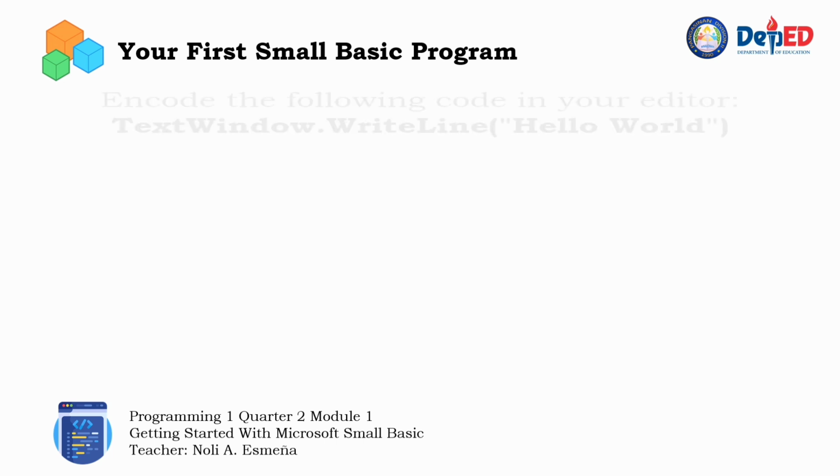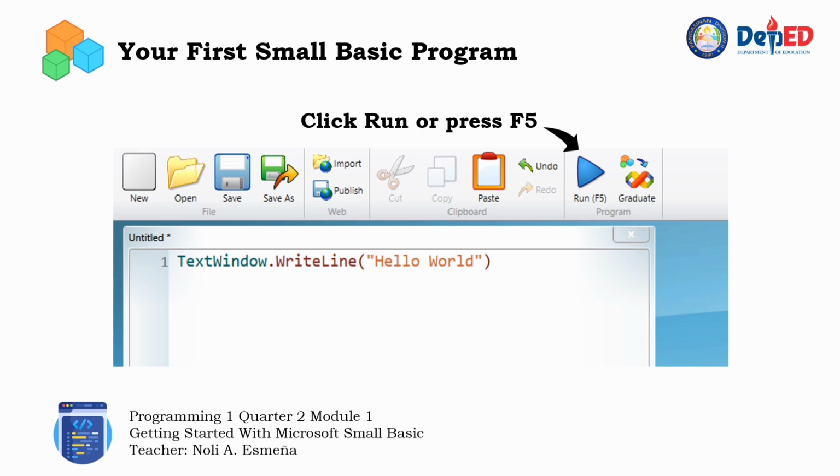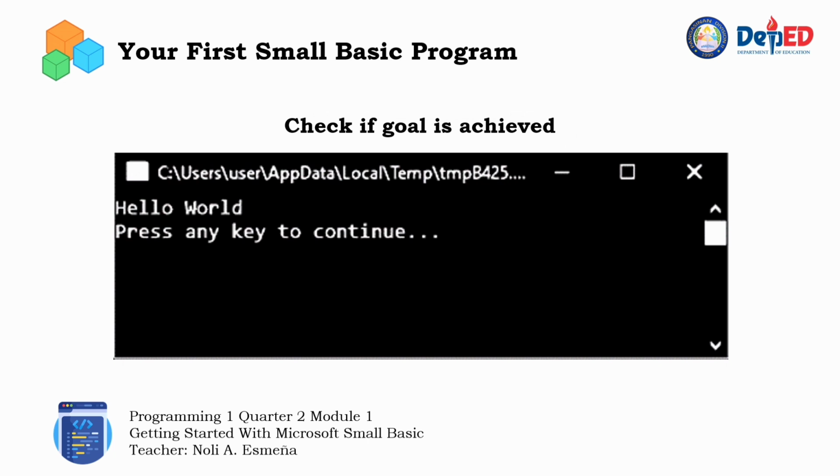To start, encode the following in your editor. After entering your first code, click Run or press F5. Then check if the goal of our program is achieved. The goal of our program is to show or display the text Hello World, and based on the result, this goal is achieved.